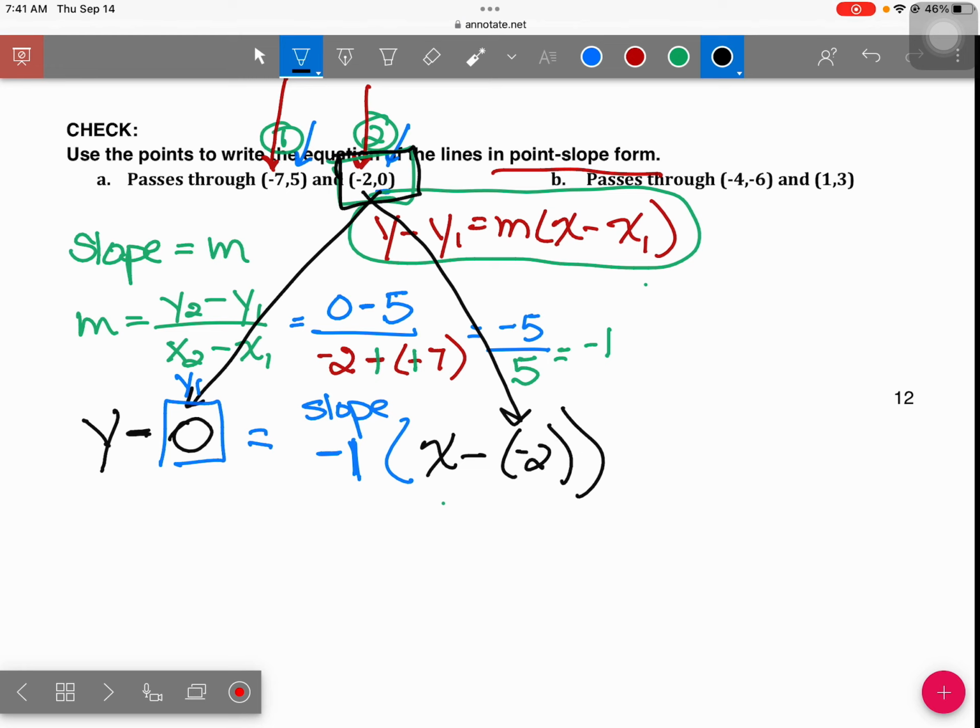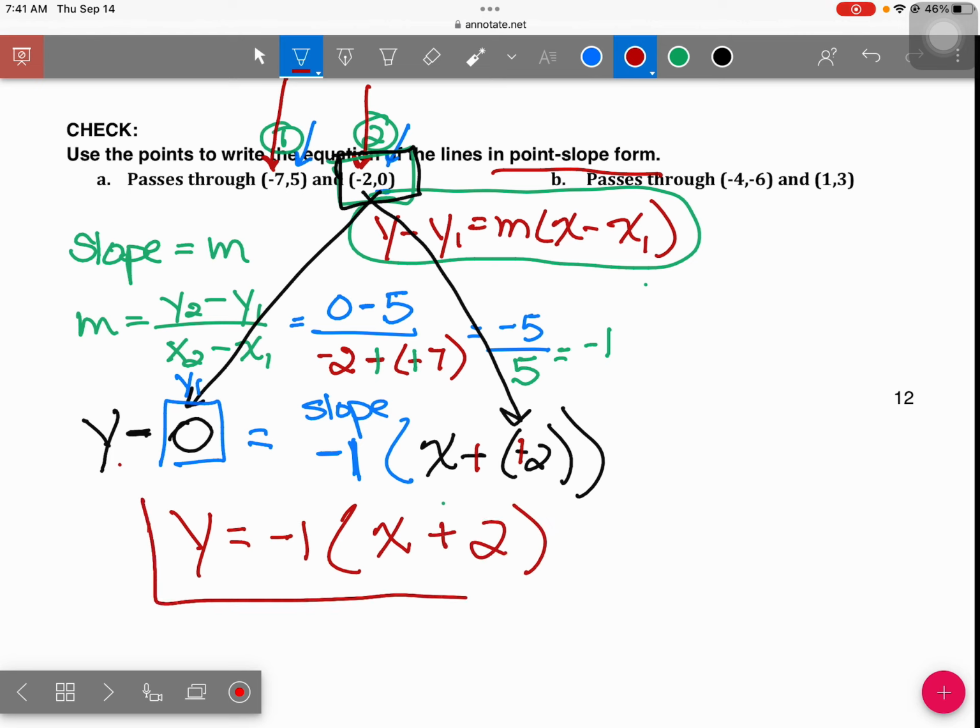Now I need to clean it up just a little bit. I can easily take y minus 0. What is y minus nothing? It's y. Equals negative 1. I'm going to keep that there. I cannot subtract a negative, so I'm going to add the opposite here, and this becomes x plus 2. y equals negative 1 times the quantity x plus 2.